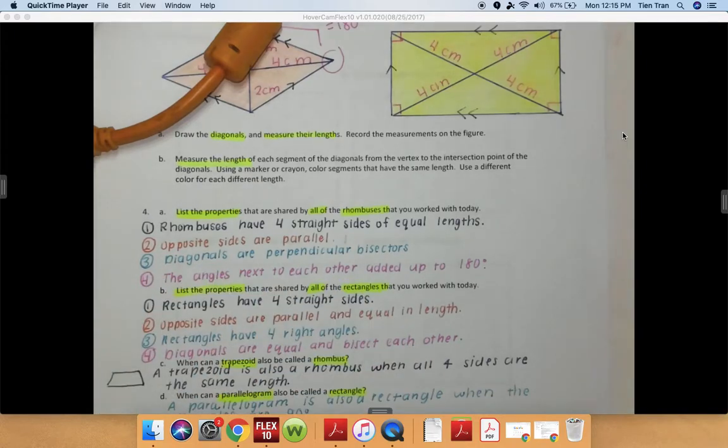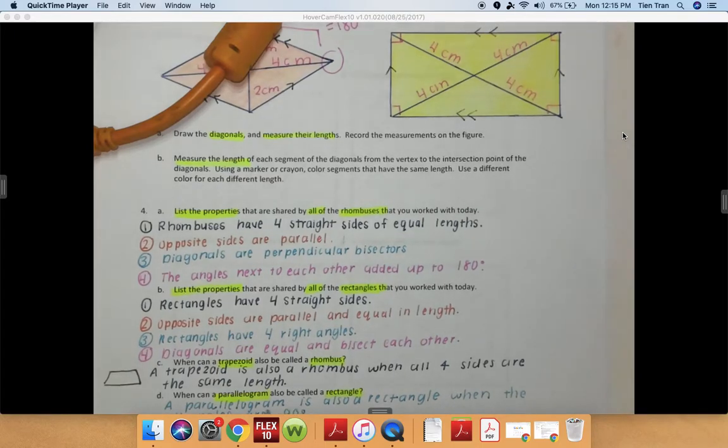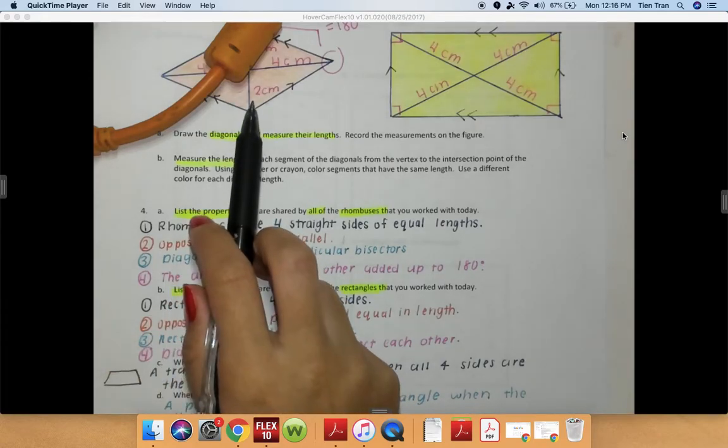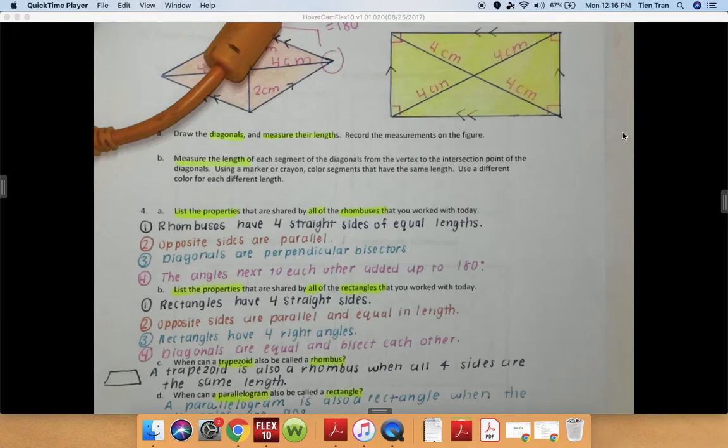Okay, so that's the trapezoid. A trapezoid is also a rhombus when all four sides are the same length. So if this trapezoid had all the same sides, then it would also be called a rhombus. But in this case, not if it looks like that. If it looks more like this one, then that would be called a trapezoid.